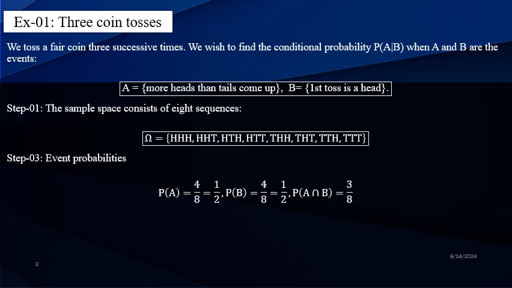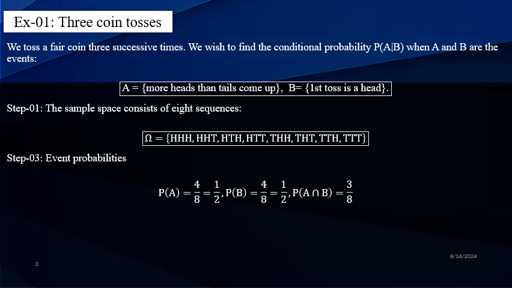The first three outcomes in the sample space will be common in A and B. That means if you are within B, the outcomes of A within B are the first three outcomes. So the probability of A intersection B would be 3 by 8.